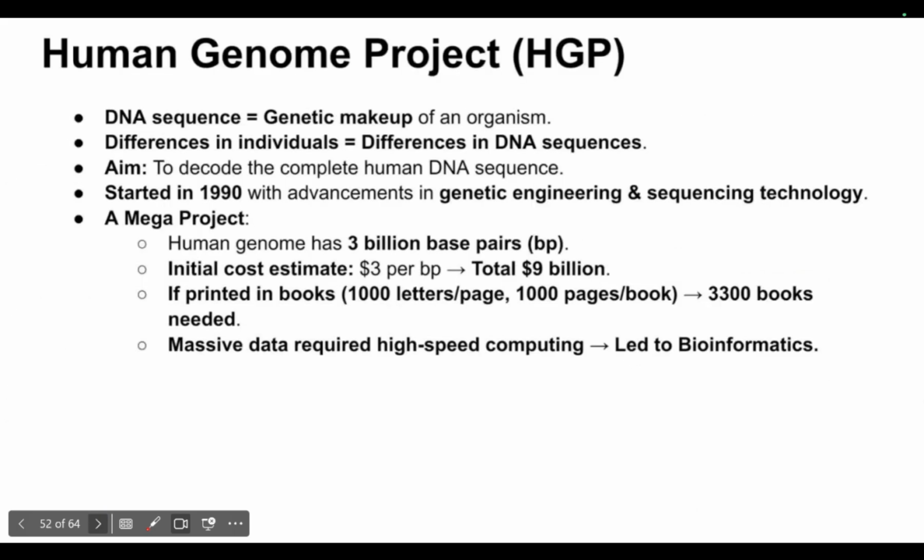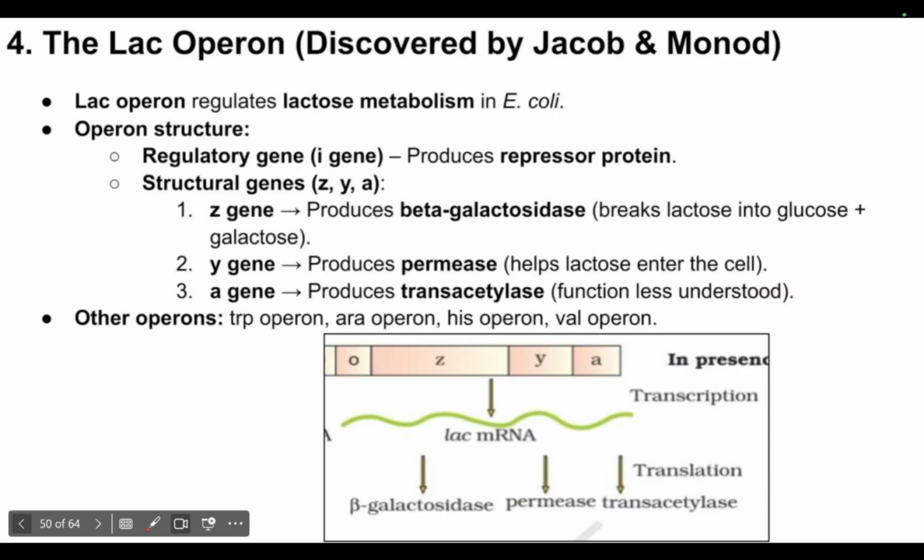Apart from this, it also has structural genes. The structural genes are present as Z, Y and A. So the Z gene produces beta galactosidase, which breaks lactose into glucose and galactose. The Y gene produces permease, which helps the lactose to enter into the cell. The A gene produces transacetylase, but its function is less understood.